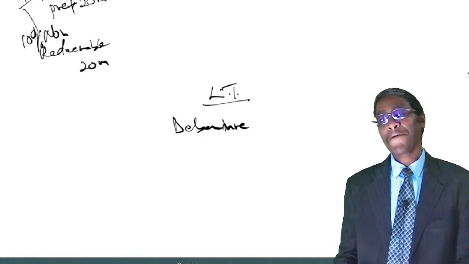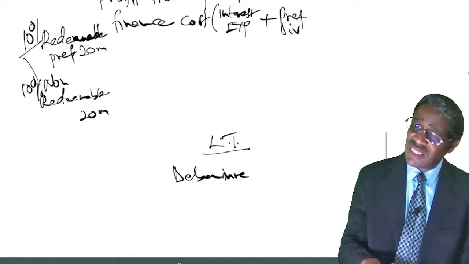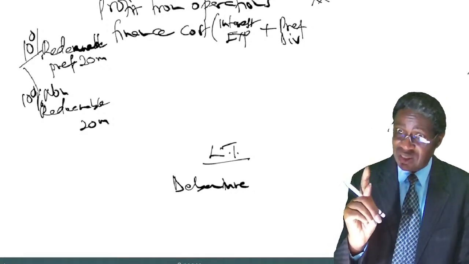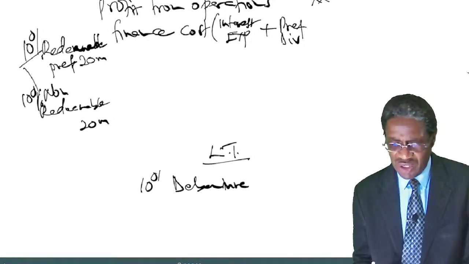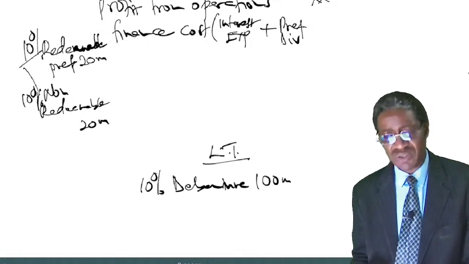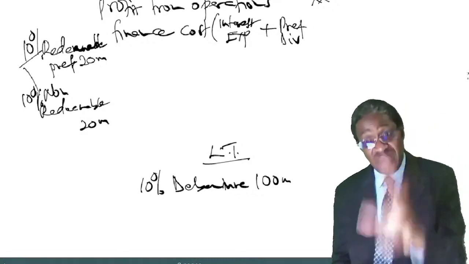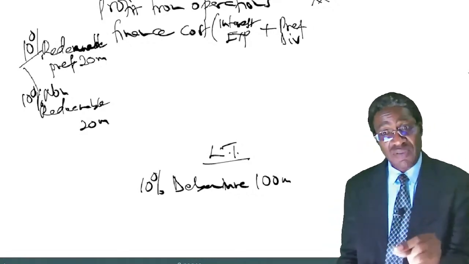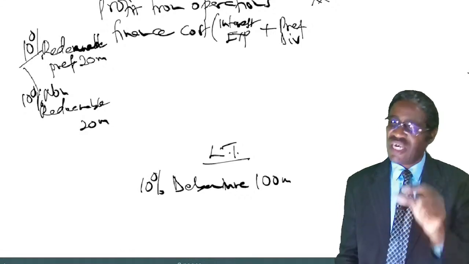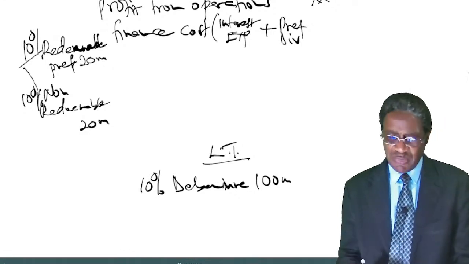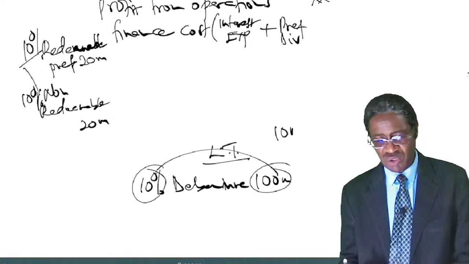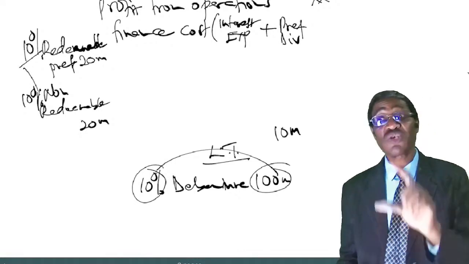Now listen. Now that debentures is a long-term liability, if you issued as a company a 10% debenture whose nominal value is 100 million, it means that this year you are supposed to pay your debenture holders interest of how much? 10% of 100 million, that's an amount of 10 million. That's what you're supposed to pay them.